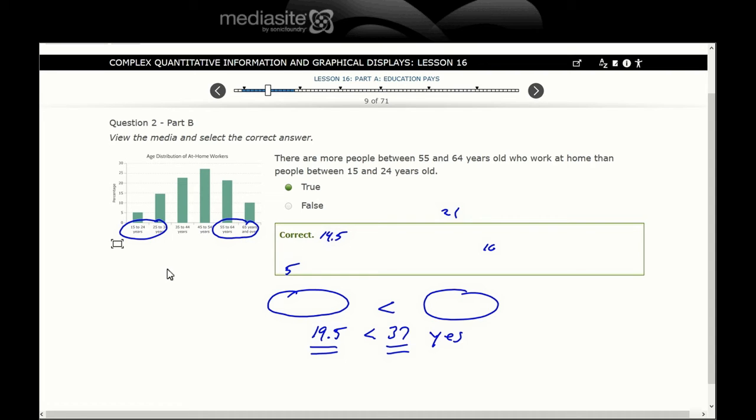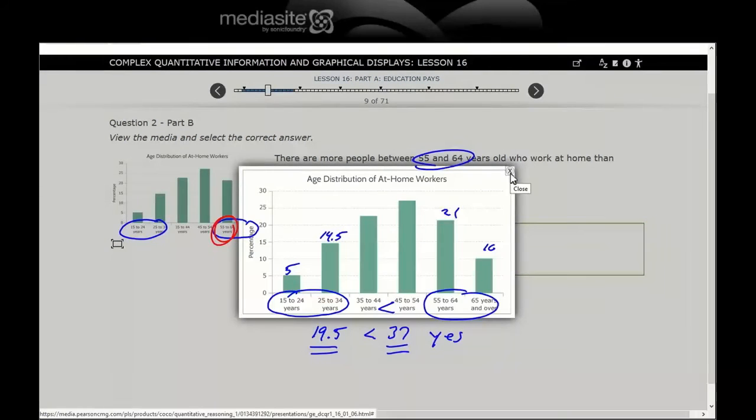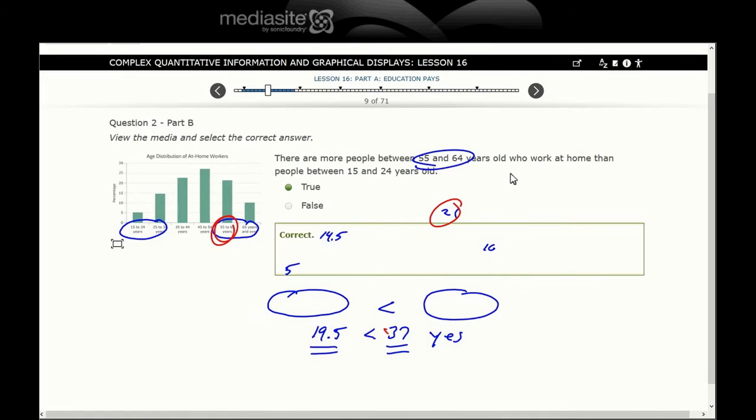Oh, read it wrong. 55 and 64, I mean, them guys. Still, that's 21, which is still bigger than 19.5, so the answer is still yes. I read it too quickly, and I saw 2 categories here, and I want to see 2 categories there. You can convince yourself if you're not careful.